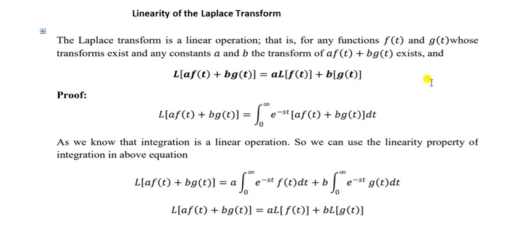Now I'm going to discuss the linearity of the Laplace transform. The Laplace transform follows the linear property. Linear property means suppose we have any two functions f of t and g of t whose transforms exist, and let a and b be any constants. Then the Laplace transform of a f of t plus b g of t we can distribute over both functions.